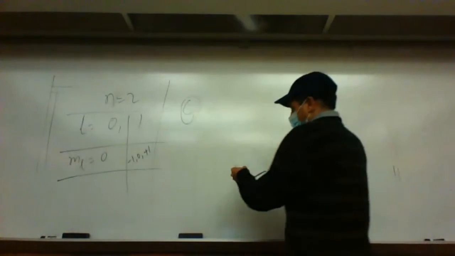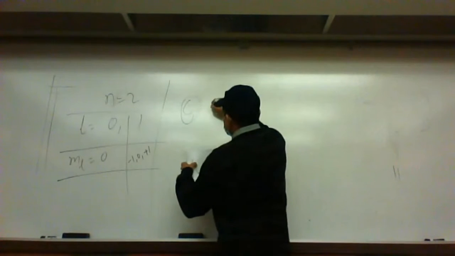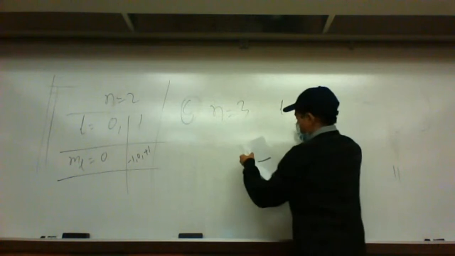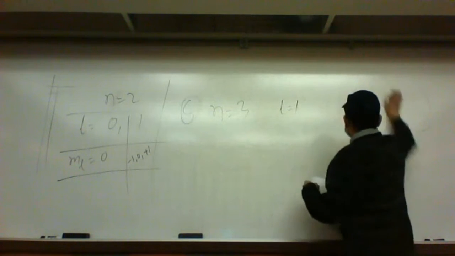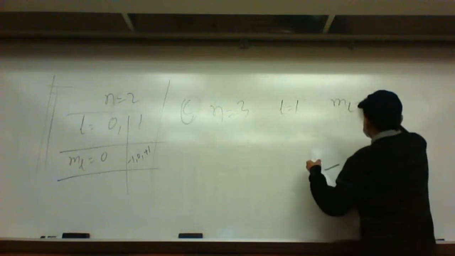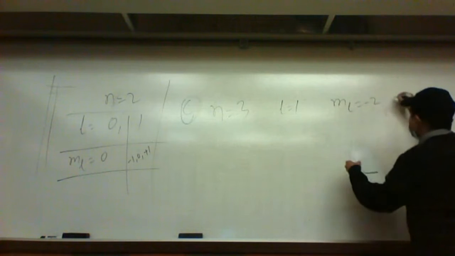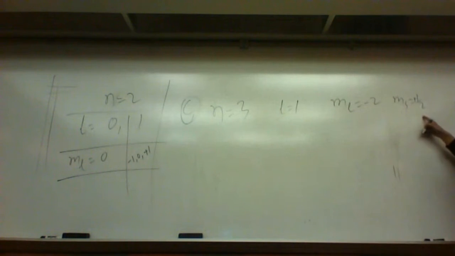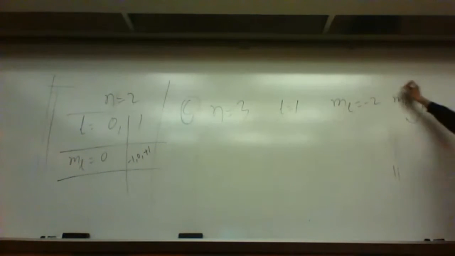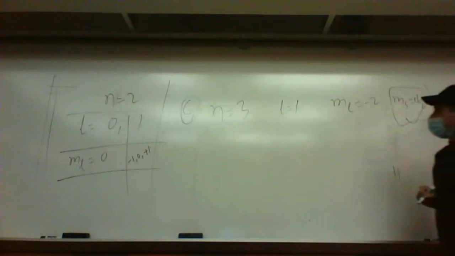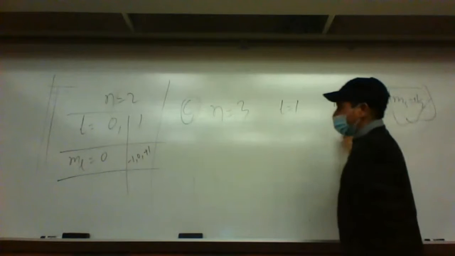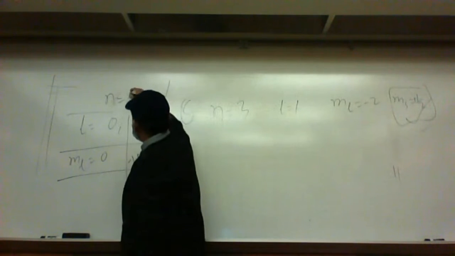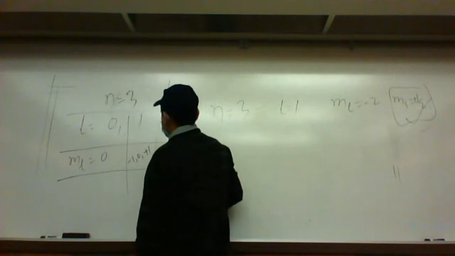Now let's look at C. Number C, n is equal to 3, l is equal to 1, ml is equal to minus 2 and ms is equal to plus half. So ms is equal to plus half here. So this is good. Now let's look at ml equals minus 2. Sorry, I have not written n is equal to 3 here. Let's write everything. n is equal to 3 here.